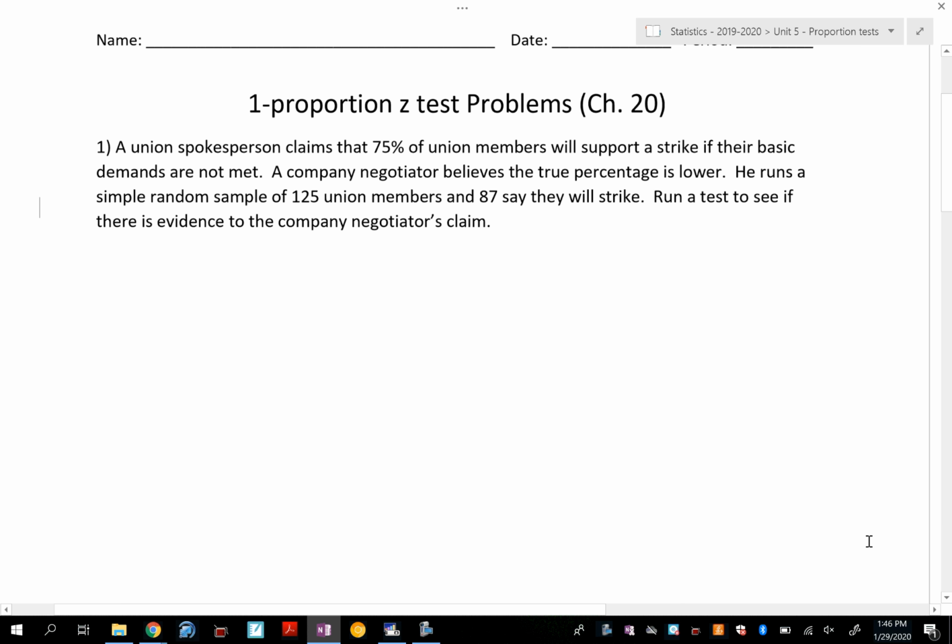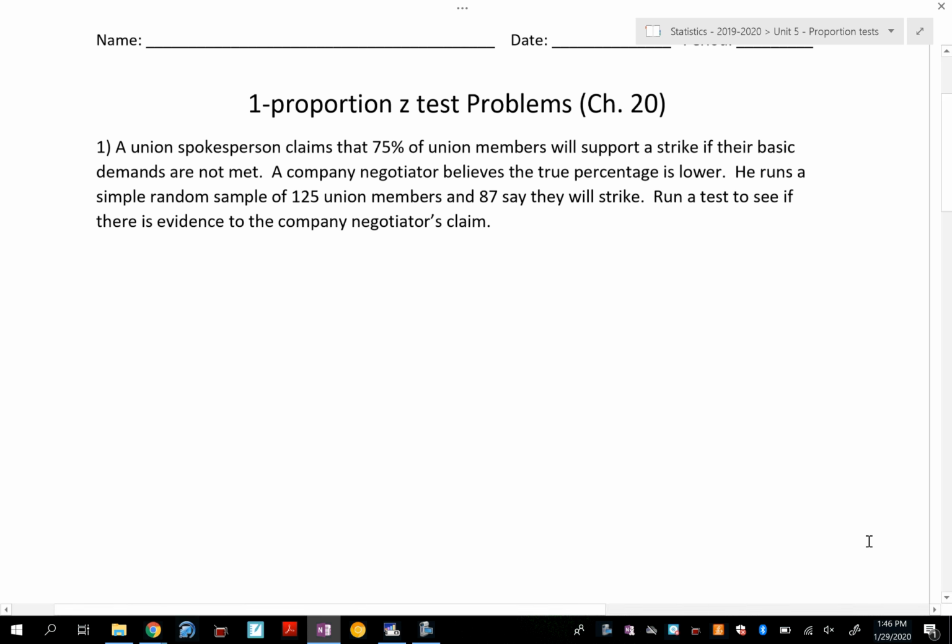Okay, so we're going to do this problem about a union spokesperson who claims that 75% of union members will support a strike if their basic demands are not met. A company negotiator believes that the percentage is actually lower. So they run a simple random sample of 125 union members, and 87 say they will strike. We want to see if there's evidence for the company negotiator's claim that the percentage is actually lower.